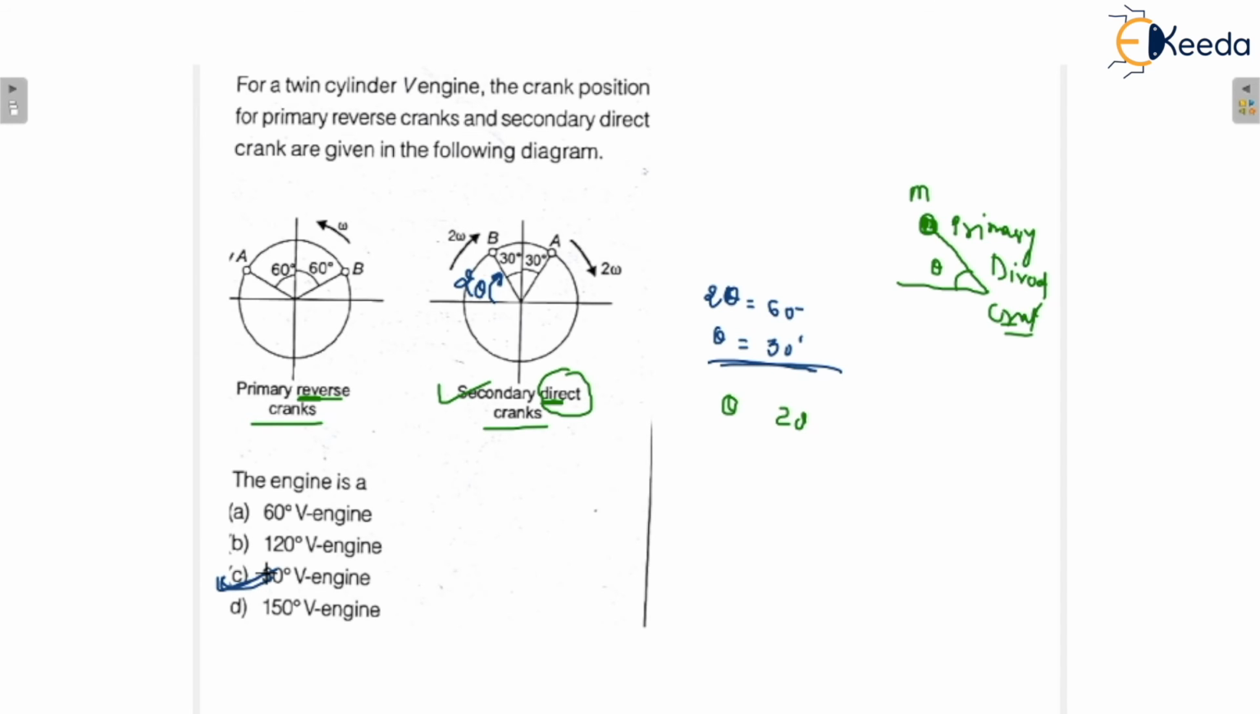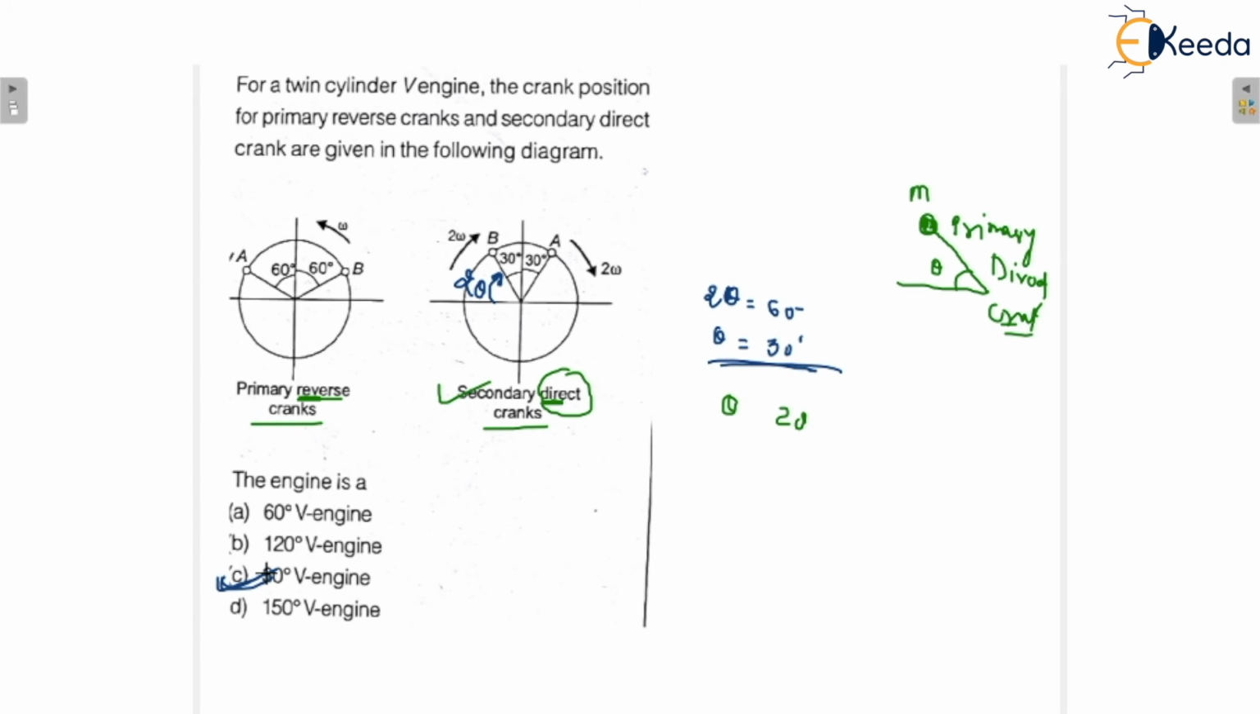So this is a very simple question, but it is a conceptual question. You have to know that the angle is always measured from the line of stroke. So this would be the correct answer. Option C would be the correct answer. You can use the primary reverse crank diagram and you will get the same answer. There will not be any change, or you can cross check using both of the diagrams. So the final answer would be 30 degree V engine.